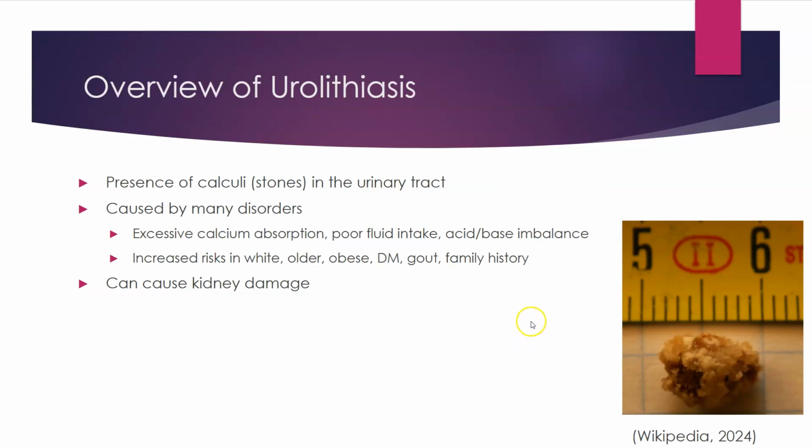Urolithiasis, so this is kidney stones, and there are a couple of different reasons why this can happen. It could be related to high volumes of calcium and other things that can make these stones. Other aspects of it would be poor fluid intake, acid-base imbalances, having an environment where these stones will grow. It tends to happen more in white, older, obese, diabetic patients, patients with gout, and a patient with a family history of this. This can cause a lot of kidney damage, as you can see in this picture.